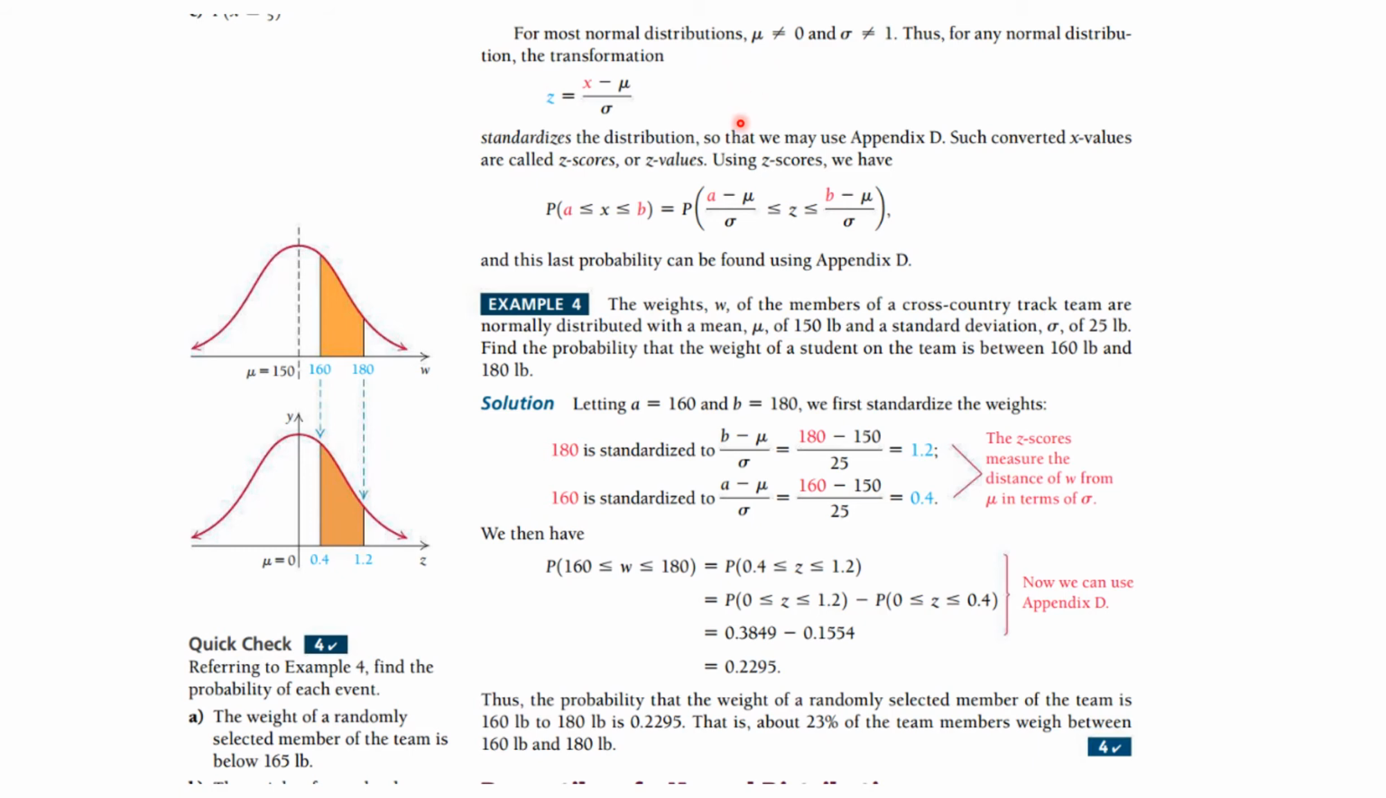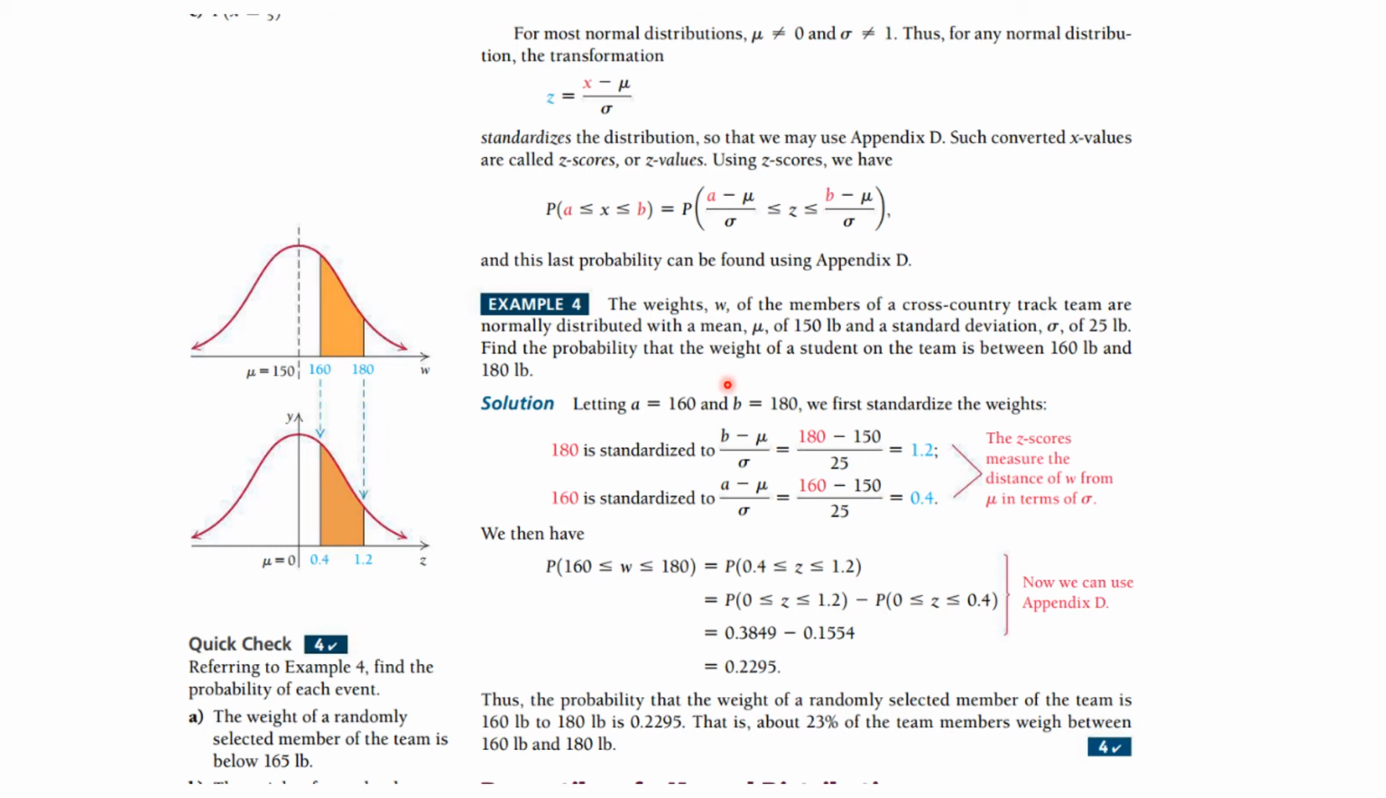And for most normal distributions, mu does not equal 0 and sigma does not equal 1, so we use the z transform like we talked about before. This basically turns it into how many standard deviations we are away from the mean, and that standardizes the distribution, and that means we can apply Appendix D and convert back. Such converted x values are called z-scores or z-values. And so the probability that x is between a and b is the probability that z, using that transformation, is between this number and this number. And this last probability can be found using Appendix D.